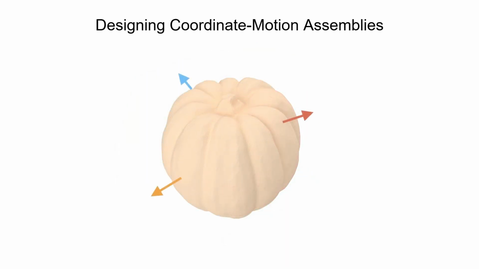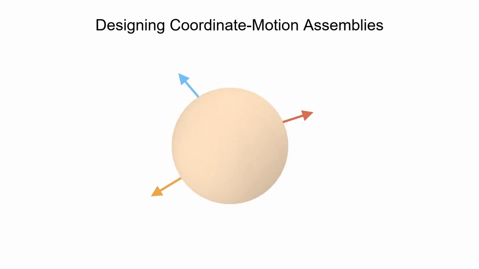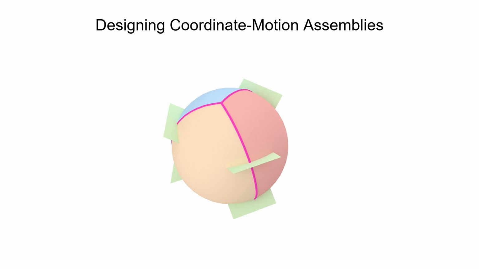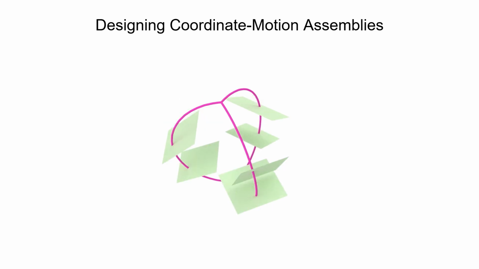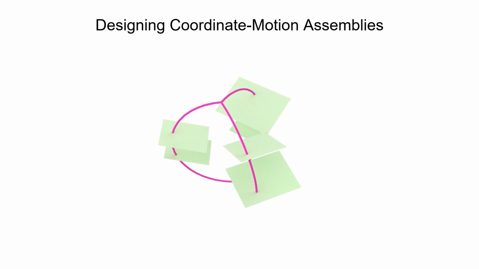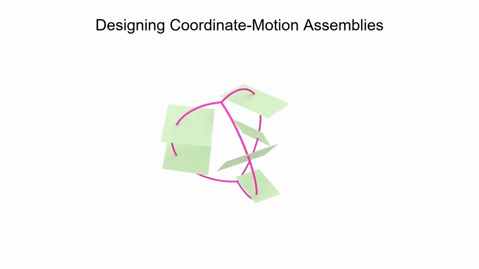To design coordinate motion assemblies for a given global shape and target part velocities, we embed a reference sphere and slice it with planes to obtain an initial partition. We initialize the sliding contact faces near the initial boundaries and optimize the sliding contact faces abstractly without constructing full part geometry, producing candidate contact models that satisfy the desired coordinate motion constraints.